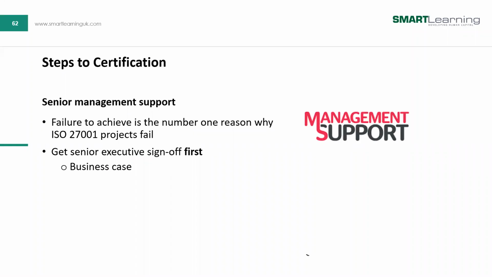Yeah. As you can see, we cannot stress this enough. Failure to achieve senior management support is the number one reason why ISO projects fail. I hope this gets into us because we've asked this question today. I've mentioned it like three times, so mark this as number four and five times I'm saying this. Failure to achieve senior management support is the number one reason why 27001 projects fail. You must get business and senior executive sign off first.